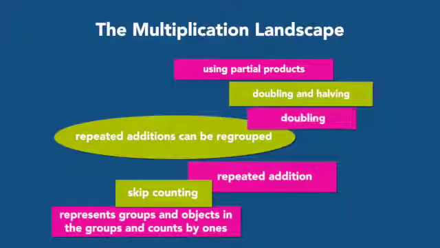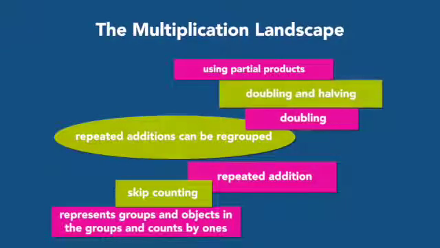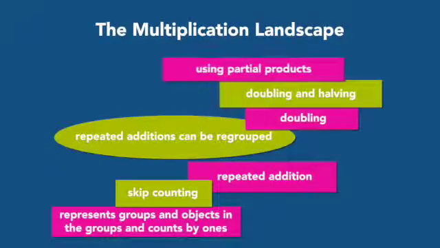So you're seeing a developmental pathway here. This leads to doubling and halving. Regrouping groups can also lead to partial products. When kids realize they can regroup the groups, they say, hey, I know 10 times. What if I were going to do 12 15s? Well, I could do 10 15s and 2 15s. Well, that's a whole lot nicer, isn't it, than doing all this repeated addition.